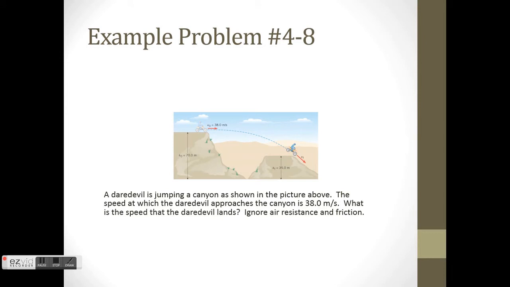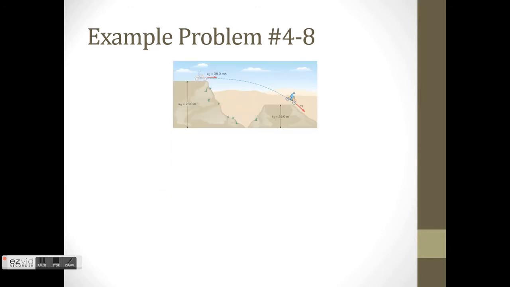Second problem, I have a daredevil. He's going to jump a canyon as pictured above, and it says the speed at which the daredevil approaches the canyon is 38 meters per second. It looks like the initial height of the canyon is 75 and the final height is 35, and it wants to know at what speed the daredevil lands. So we know initial height 75, initial velocity 38, final height 35, find final velocity.